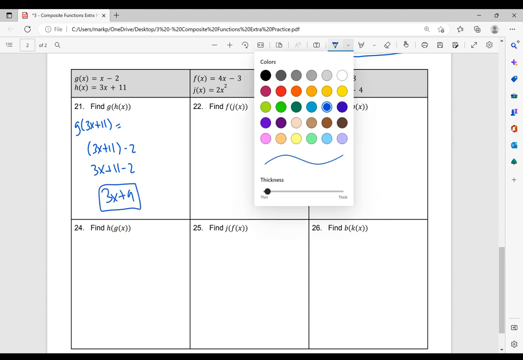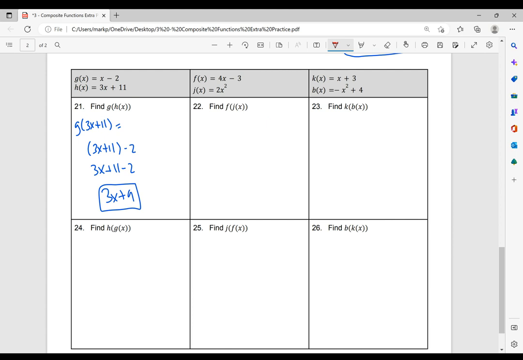All right, for the next one here, f of j of x. So j of x is 2x squared. So we have 4 times 2x squared minus 3. 4 times 2x squared is 8x squared minus 3, and I can't go any further, so there's my answer.